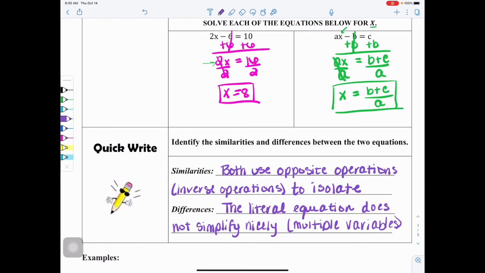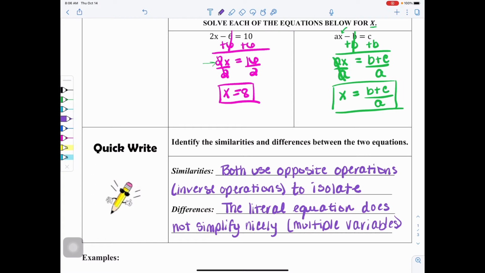Okay, at this time, you've had a chance to do the quick write. You were supposed to identify the similarities and differences between the two equations. For similarities, both use opposite operations or inverse operations to isolate. So that's no different. If we see subtraction, we're doing addition. If we see division, we're using multiplication.